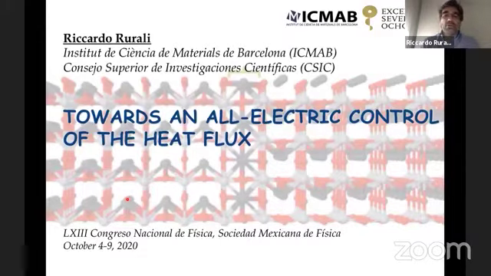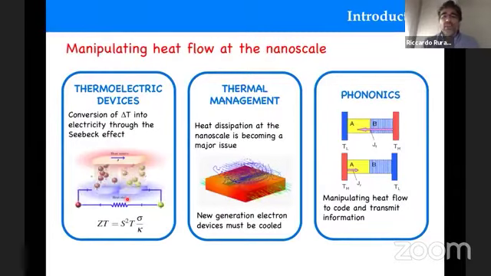Today I would like to share with you some of the results that we obtained recently with a class of interesting materials. This is the typical slide I use to introduce my talk and to motivate a little bit the interest in thermal transport. And here you can see three big motivations to study thermal transport.